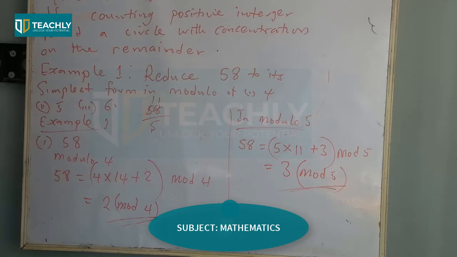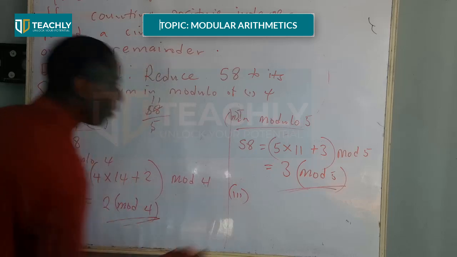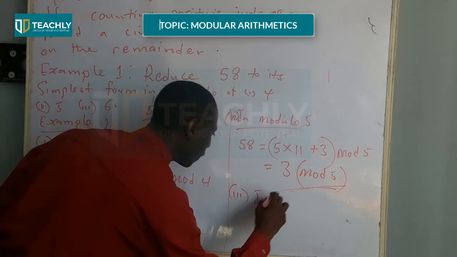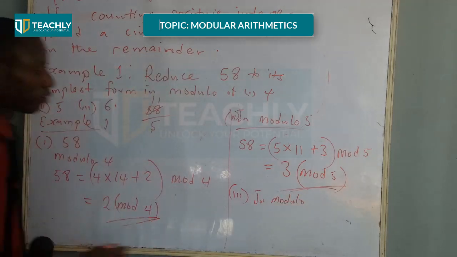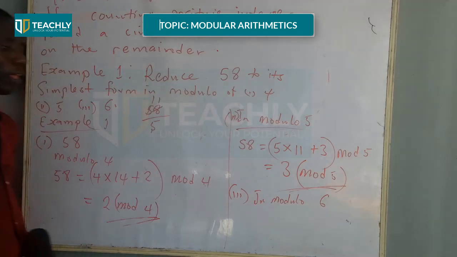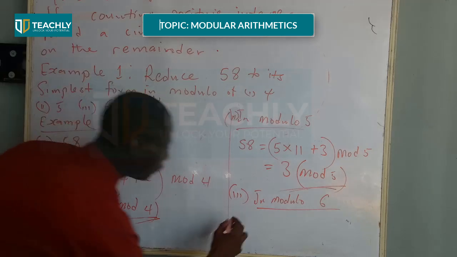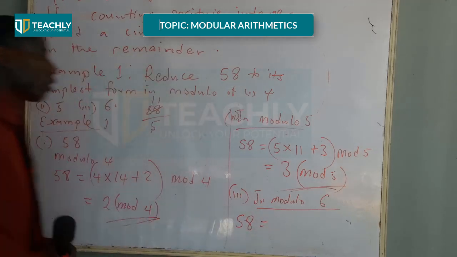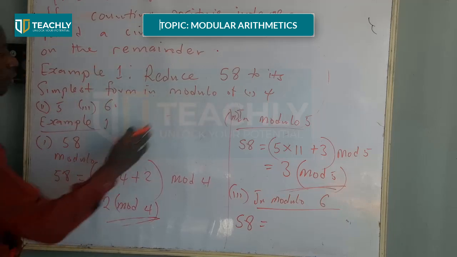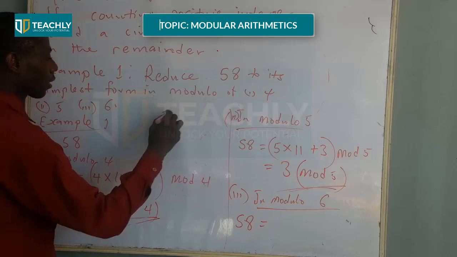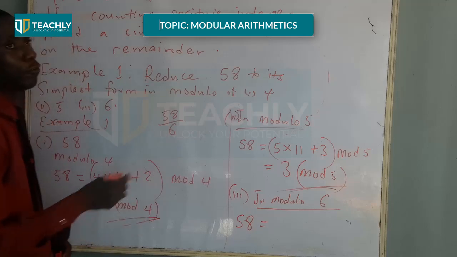Okay, let's look at another one. Third one. In modulo 6. Let's look at another one in modulo 6. In modulo 6, you can have 58 equals to, so the first thing to do is divide by 6. Let's see how many 6 can we find in 58. You have 58 like this, divided by 6. So we can say 6 in 58.